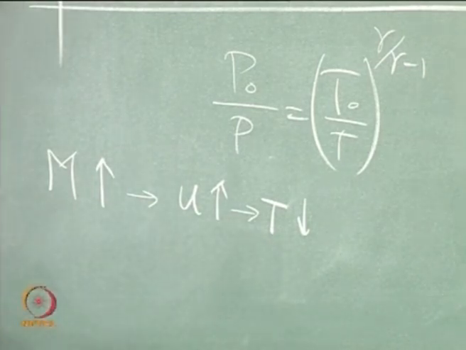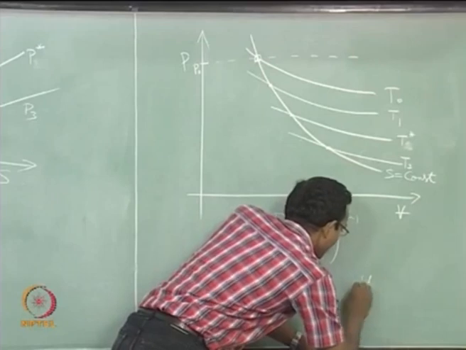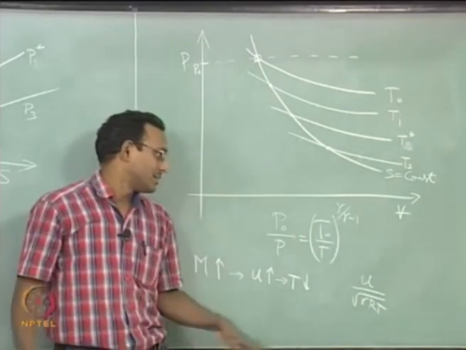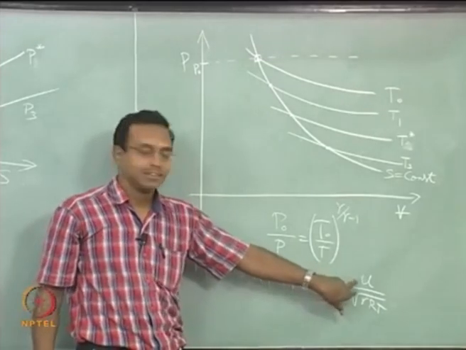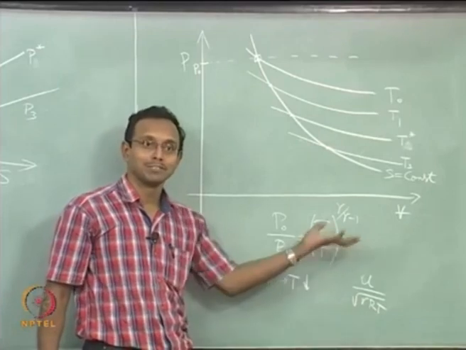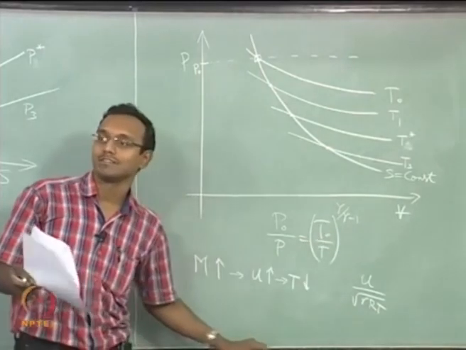How do you know this? I am going to have this u by square root of gamma R T for my Mach number. I am saying if my u increases, T decreases. So, numerator increases, denominator decreases, Mach number goes up much more. That is the way we are going to look at it.